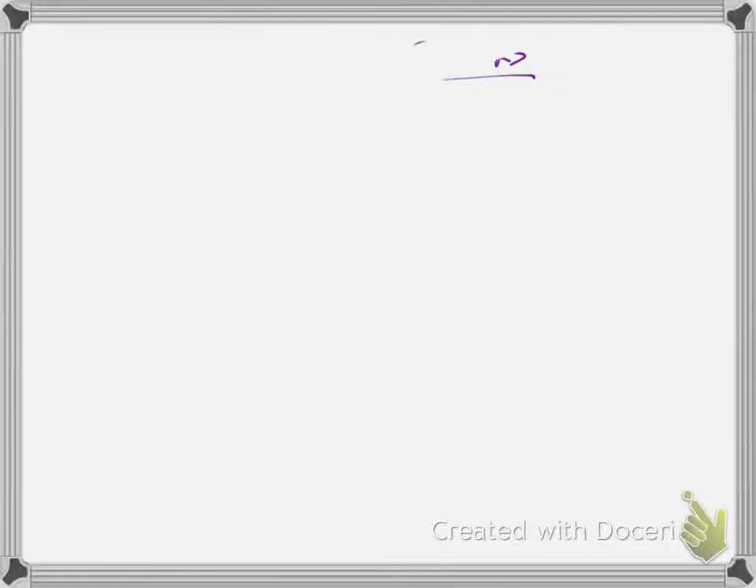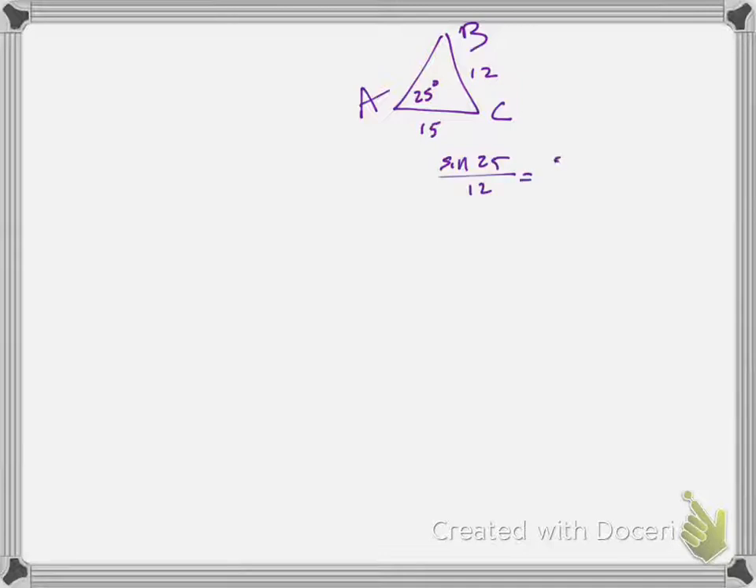So let's say we've got a triangle where we know that this angle A is 25 degrees. The length of the opposite side is, say, 12 inches. And the length of little b is, let's say, 15. And we want to find angle B. So, of course, we go sine of 25 degrees over 12. It's going to be equal to sine of angle B over 15.